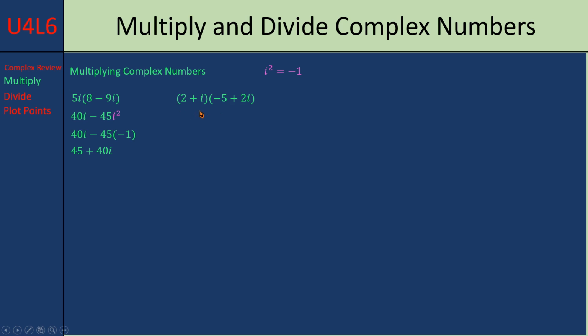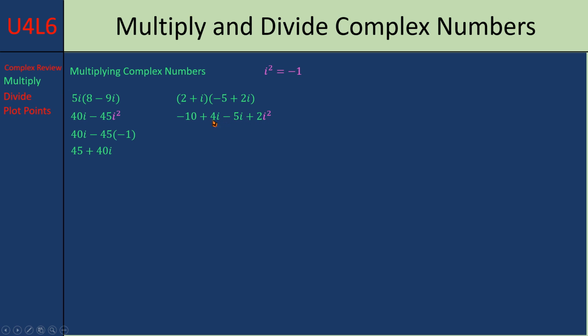Here I have two complex numbers multiplied to each other. So you can FOIL these. You do each part, real part, imaginary part, separately and FOIL them. So I get -10, all right, plus 4i minus 5i plus 2i squared. Just pretend i is like an x and you FOIL. It works the same way.